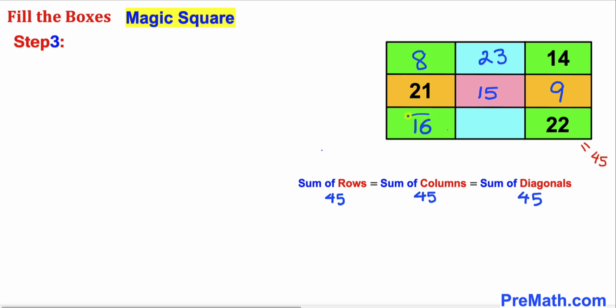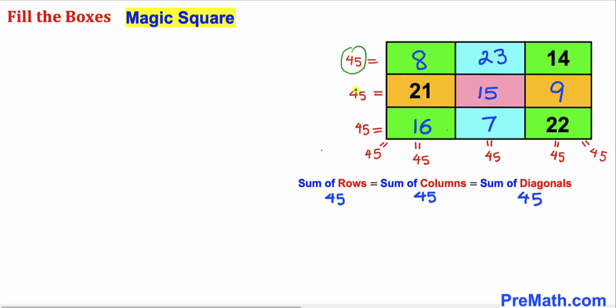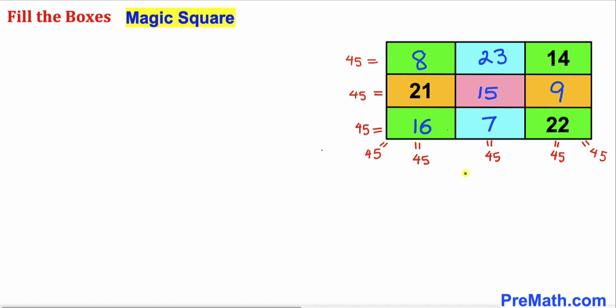And finally, let's focus on this row that contains 16 and 22. So this box must have value 7 such that these numbers add up to 45. Now we can see that we have successfully filled out all these boxes such that the sum of all these rows equals 45, the sum of all these columns equals 45, and the sum of all these diagonals is 45 as well. And here's our final answer.